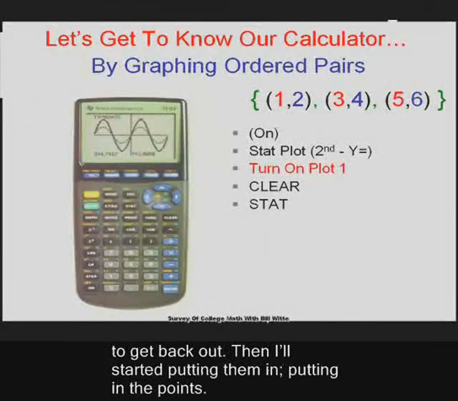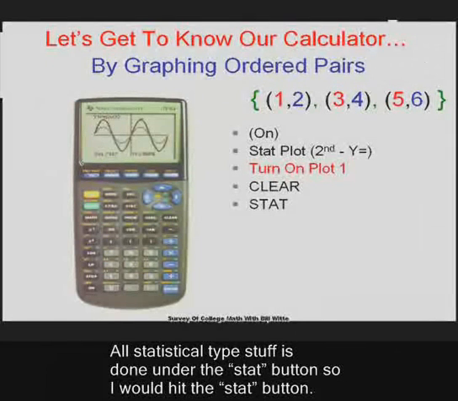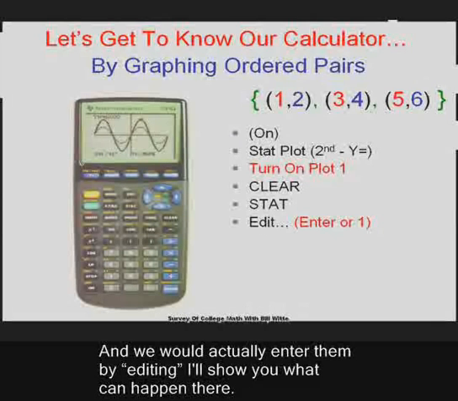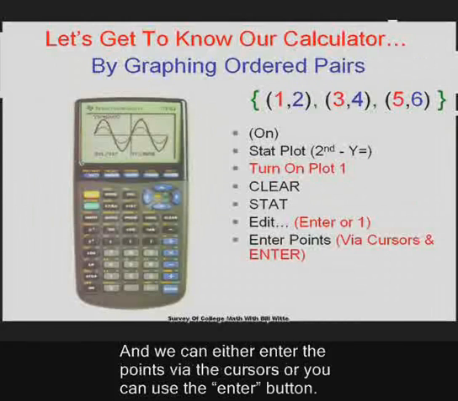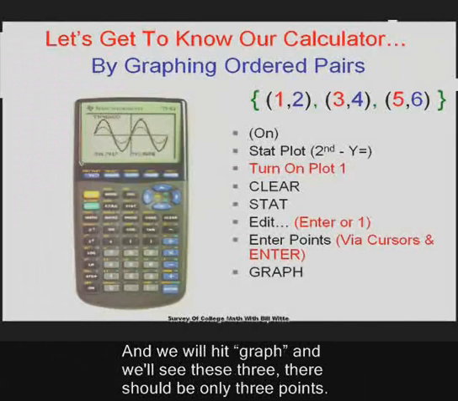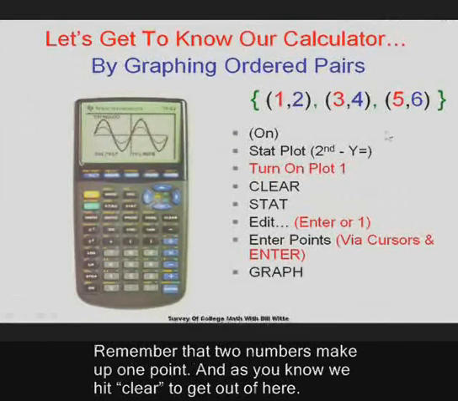Then we're going to start putting them in. Inputting the points. And all statistical type stuff is done under the stat button. So you would hit the stat button, and we're going to actually enter them by editing. And I'll show you what's going to happen there. And we'll enter the points. Now you can either enter the points via the cursors, or you can use the enter button. And we'll hit graph and we'll actually see these 3. Should be only 3 points. Remember, 2 numbers make up a point. As you know, we hit clear to get out of here.